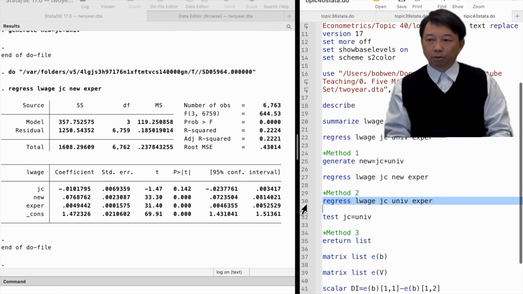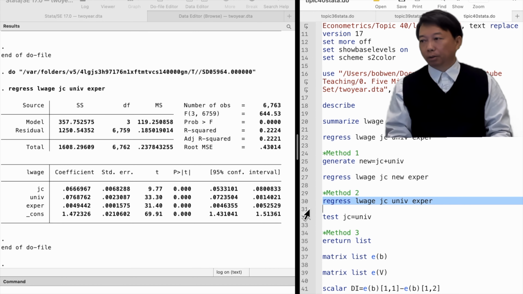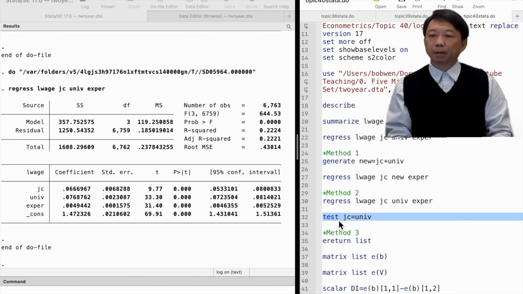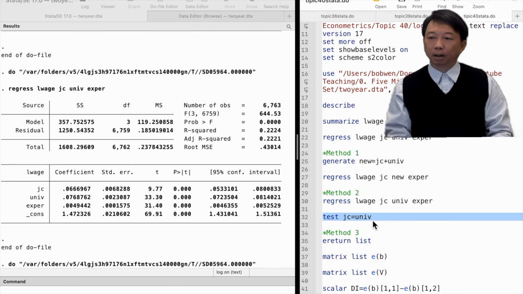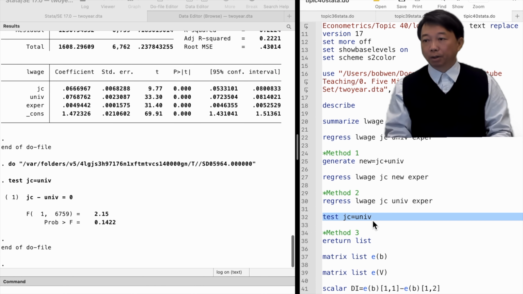The second method to test a linear combination of parameters is to use the test command in Stata. We regress the original model. Then we type test and the null hypothesis JC equals UNIV. Stata will perform an F-test and report the p-value. The p-value is identical to that in the first method.